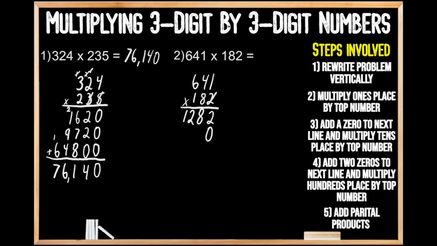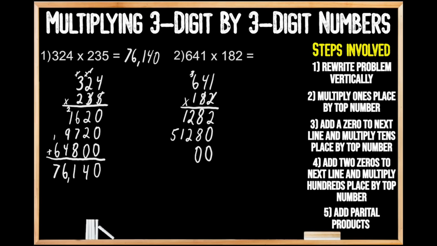So 8 times 1 gives us 8. 8 times 4 gives us 32, so we're going to write the 2 and we're going to carry the 3. And then lastly, 8 times 6 gives us 48, plus the additional 3 gives us 51 for 51,280. So now we're going to put a line through the 3 as well as through the 8 because we're done with them. And we're going to move on to step number 4, where we're going to add 2 zeros to the next line because now we're multiplying by our hundreds place.